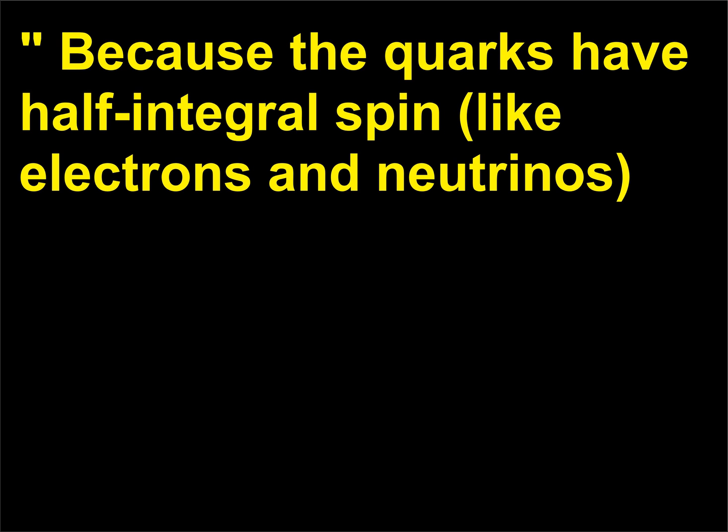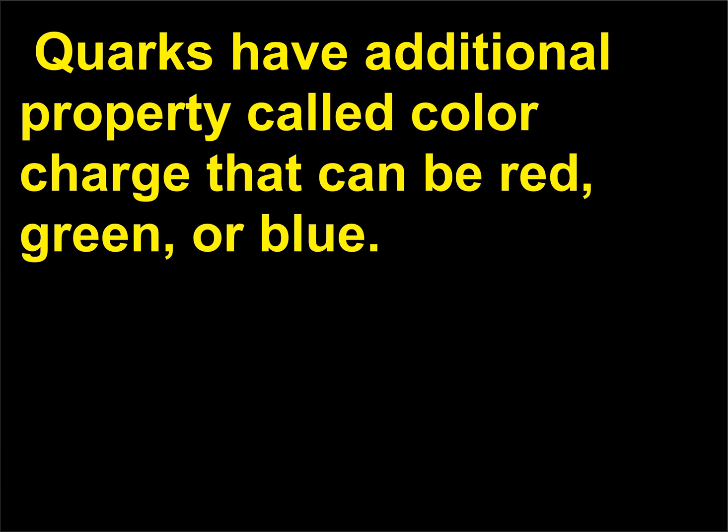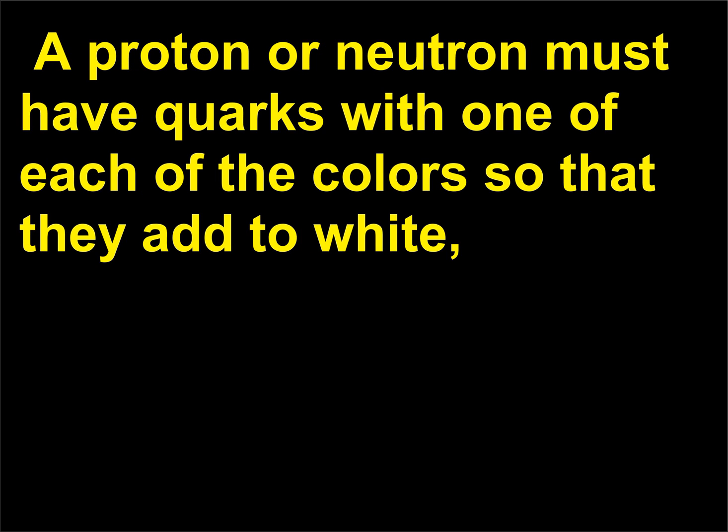Because the quarks have half-integral spin, like electrons and neutrinos, there cannot be 2 identical quarks that have the same quantum properties. Quarks have an additional property called color charge that can be red, green, or blue. A proton or neutron must have quarks with one of each of the colors so that they add to white, just like ordinary colors do.